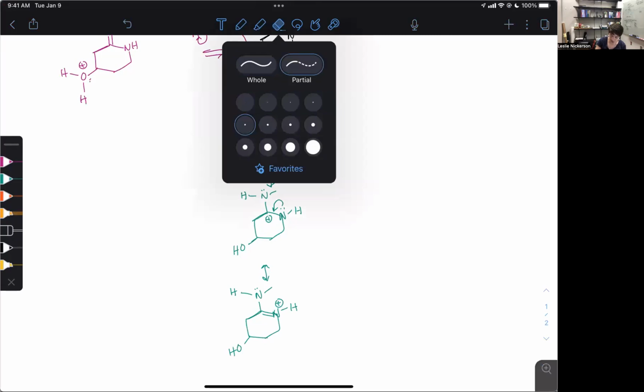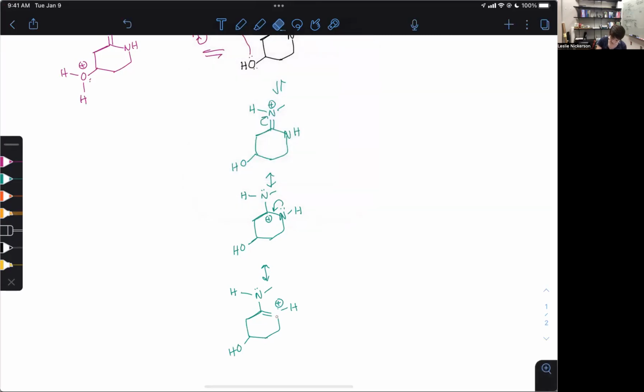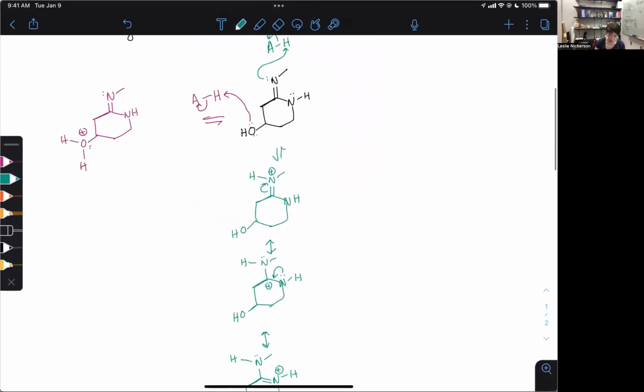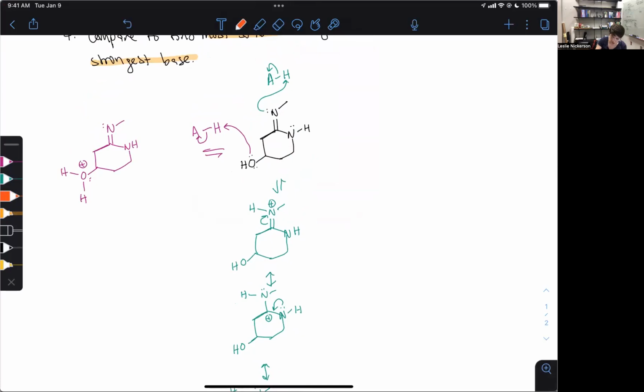And I'm going to go ahead and make that a little clearer. There we go. Okay, so that's pretty much where I've got to stop. So let's go ahead and look at the last nitrogen.